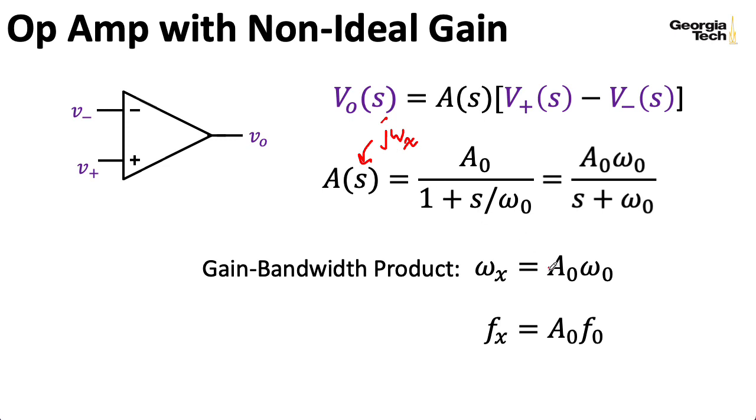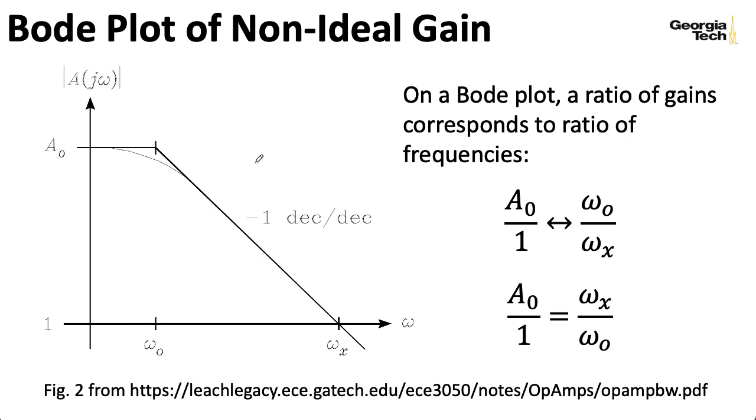Well, if I were to plug j omega naught in for s, then the omega naughts wind up canceling. A naught is a lot bigger than 1, so you wind up with A naught over something that's around A naught. So you wind up with something with around a magnitude of 1. So thinking about what the Bode plot looks like, we have a corner frequency at omega naught. We go from A naught down to 1, where the 1 happens at the frequency of omega x, the gain bandwidth product.